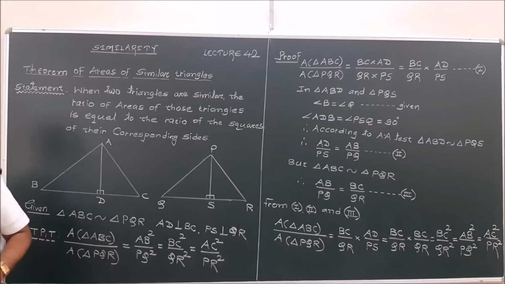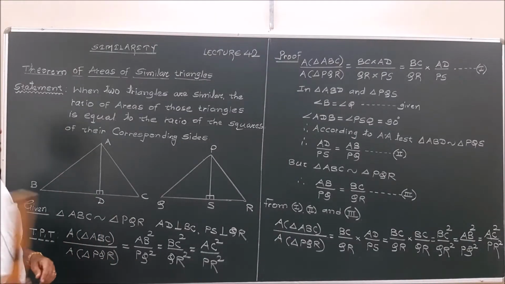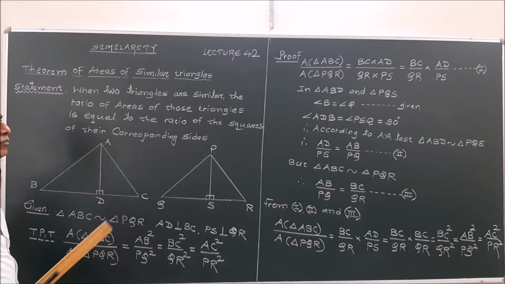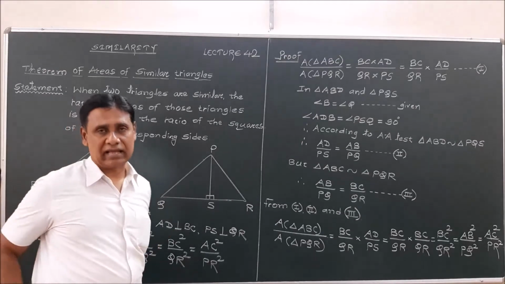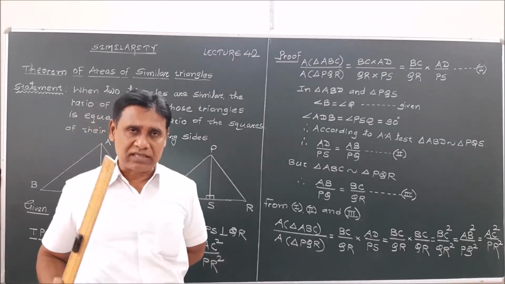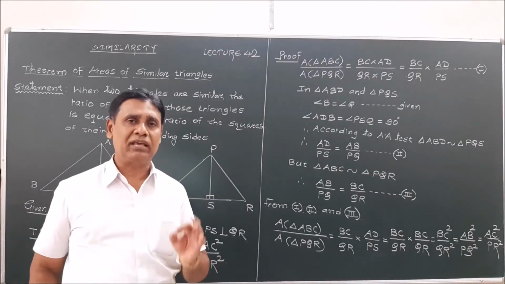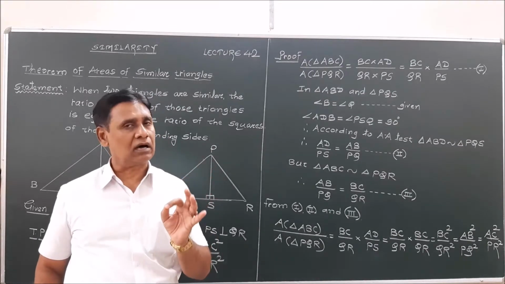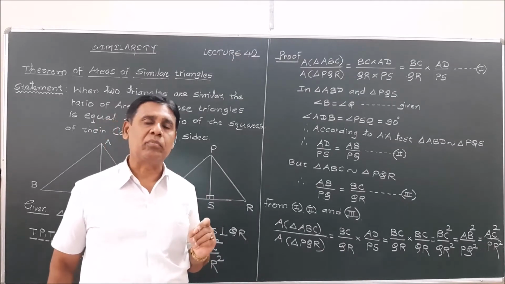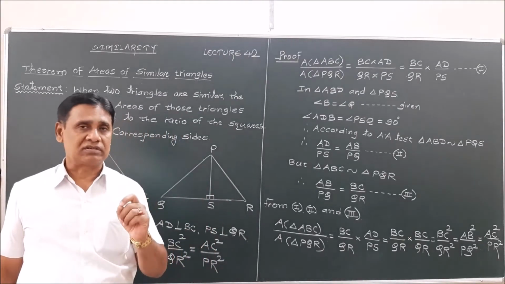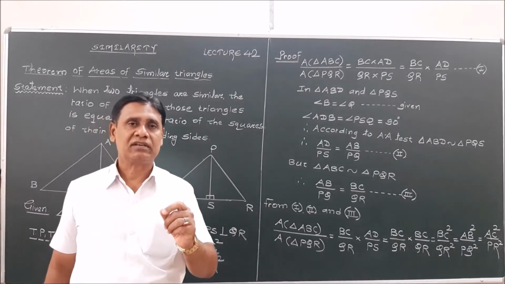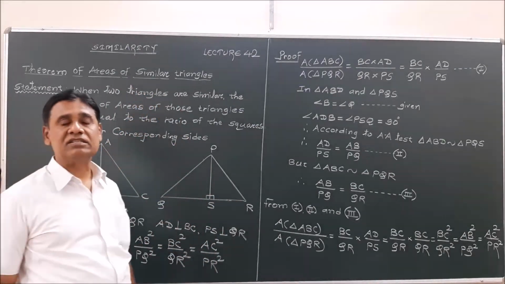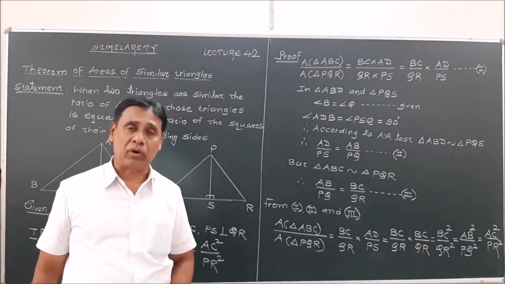Why I read it again, I will also tell you. The reason being that you have to understand this concept, and this concept is very important: similar triangles. So this theorem is applicable if and only if triangles are similar. This is a very important concept you have to understand. Again, I stress that the word similar triangles is very important.